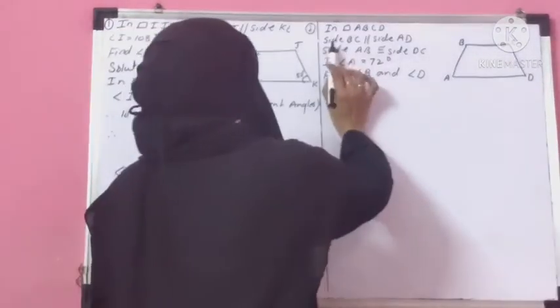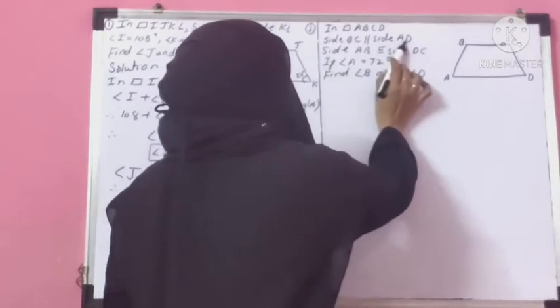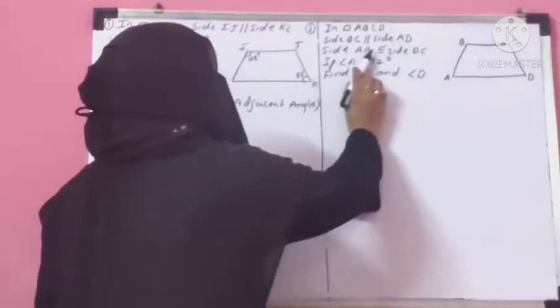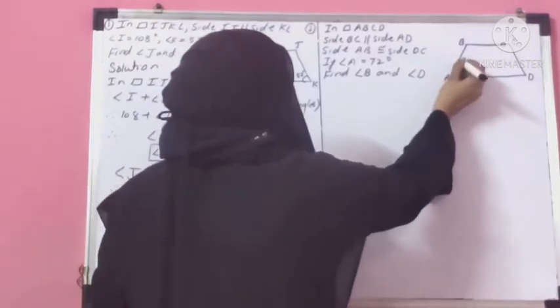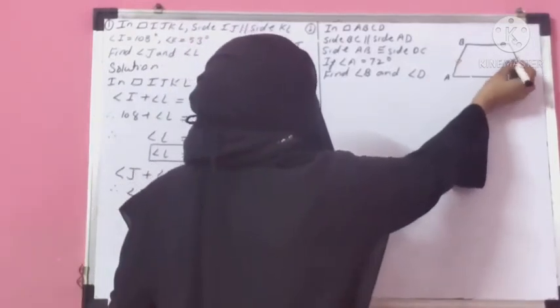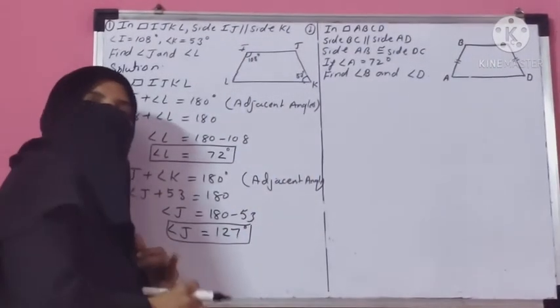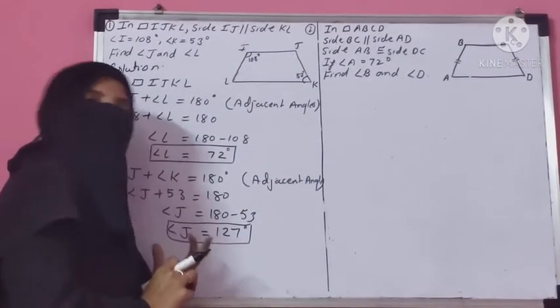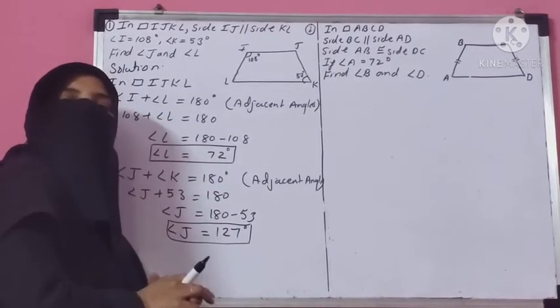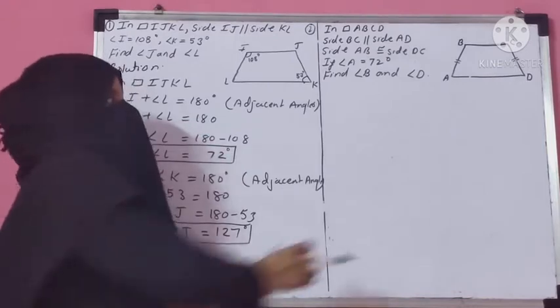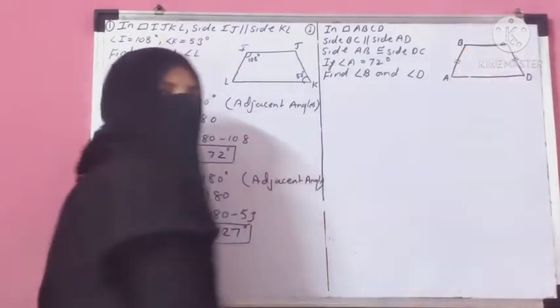See here in question number 2, side BC is parallel to side AD. That means these two are the parallel sides. And side AB is congruent to side DC. Okay. In a trapezium, if one pair of opposite sides is parallel and the other pair of opposite sides is congruent, then that type of trapezium is called an isosceles trapezium. That means this is an isosceles trapezium.